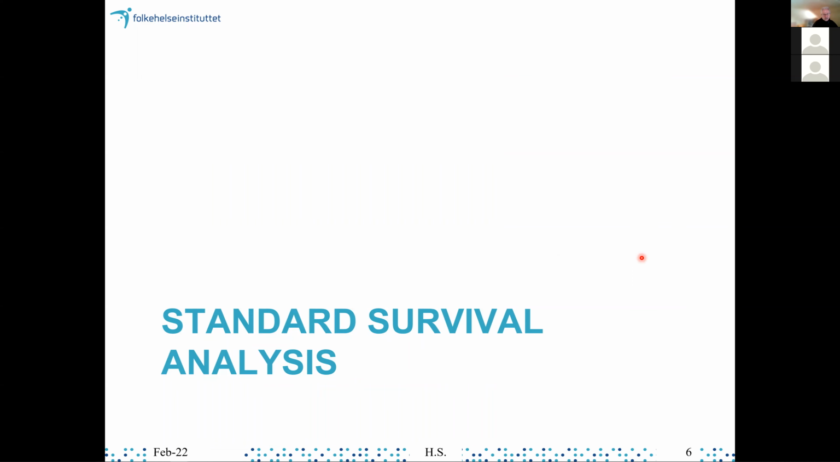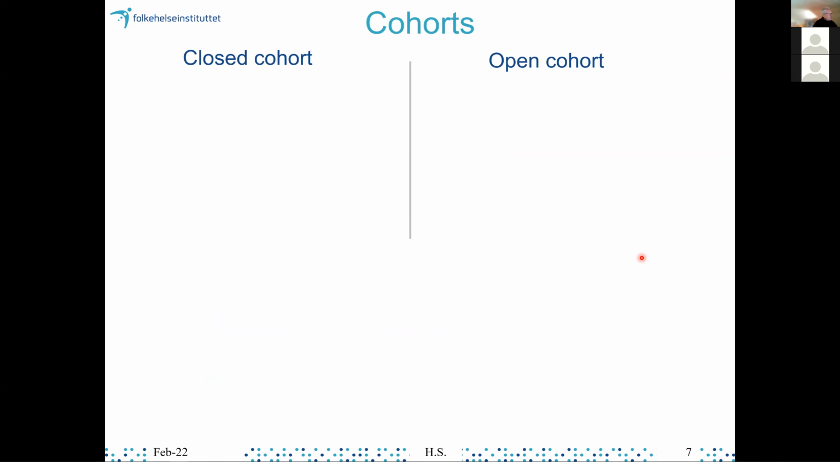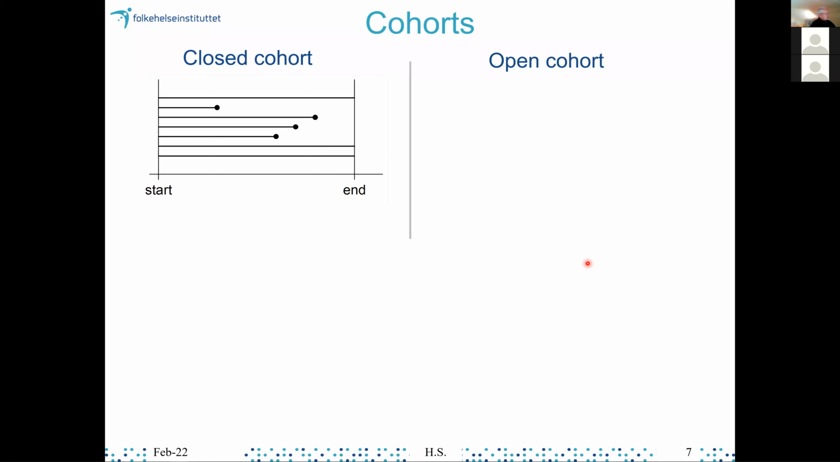Standard survival analysis. I will start by talking a little bit about closed and open cohorts. So here is a cohort of 7 people. Each line segment is 1 person. This one is followed from beginning till end. This one is followed until he had disease, and so on. And this is called a closed cohort. People are coming from the beginning and staying until the end, unless they have a disease or death.